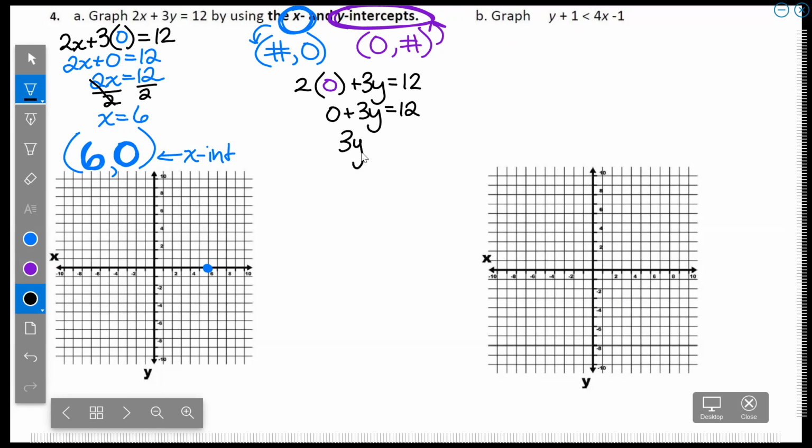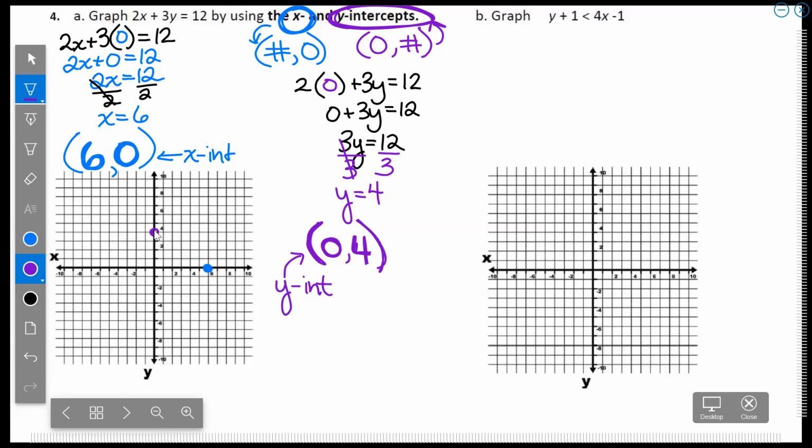So I'm going to have 3y equals 12. Divide both sides by 3. And y is what? Y is 4. So my y-intercept is 0, 4. Right here. And now I want to draw that line. How do I draw the line now that I have those 2 points? Yep. Line them up with your ruler, connect the dots.